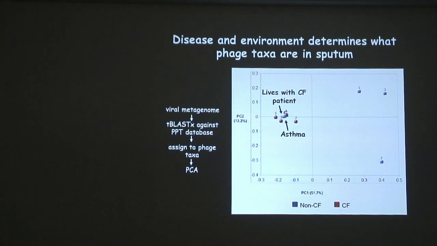Okay. And this is just another way of showing that. So here's the non-CF over here, then here's the CF people right here. And you can see that people with asthma and the people living with CF tend to be getting more of that stuff in their lungs.